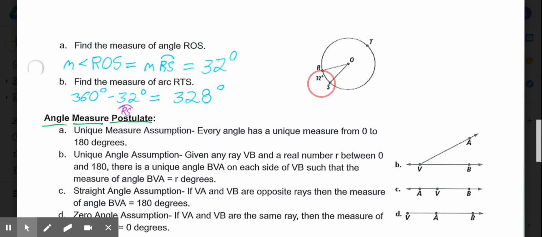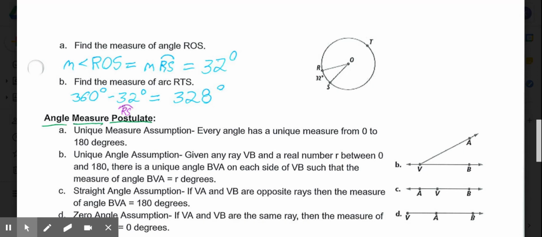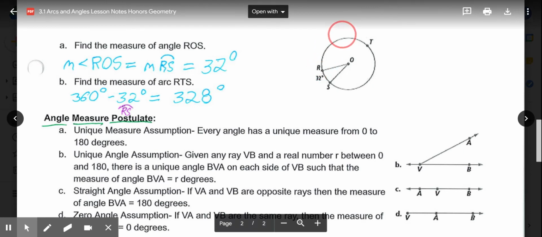The measure of the arc created between R and S is also the measure of the central angle ROS. So if RS is a 32-degree arc, our angle ROS is a 32-degree angle. Now find the measure of arc RTS. So from R all the way to T, all the way to S.